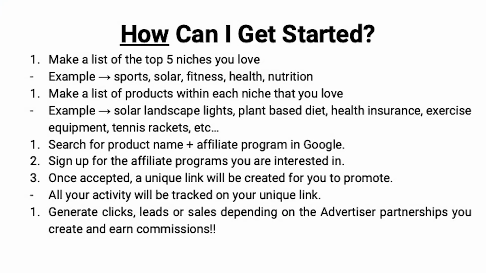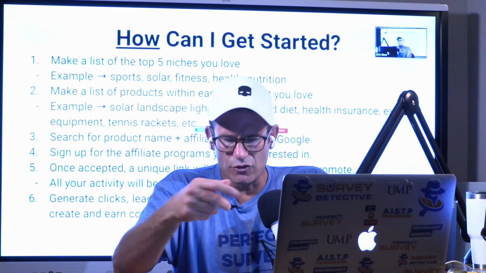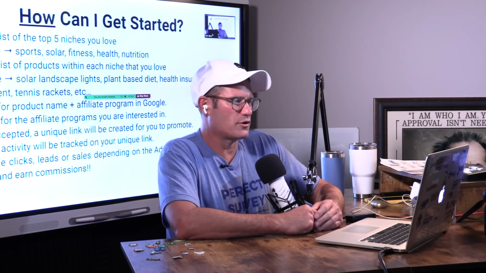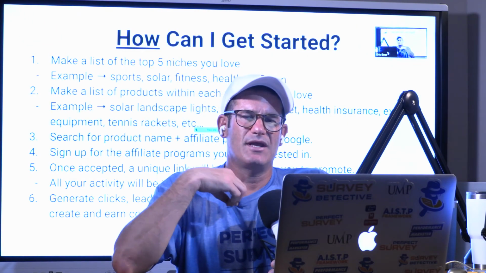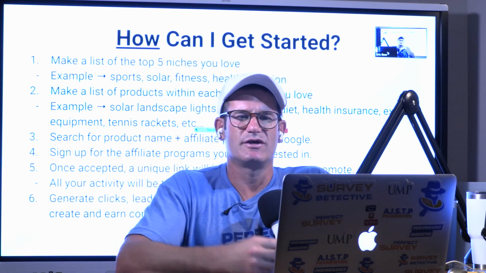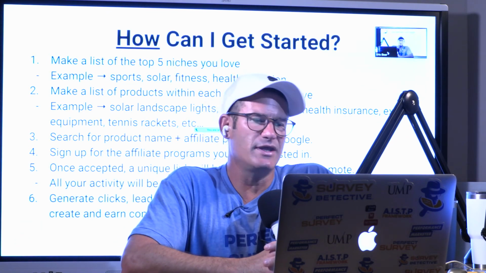Number 3, go into Google, into Bing, into any search engine. Amazon's a search engine, okay? Type in the product name and then affiliate program. Go into Google, type in Allbirds affiliate program. You'll be able to sign up and promote Allbirds shoes and get people to go to their site, and when they do, if they buy anything, you're gonna make a commission.